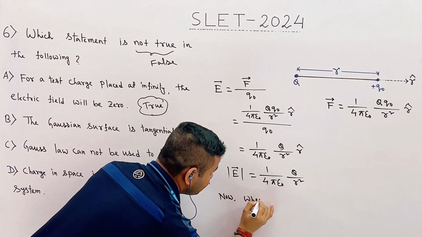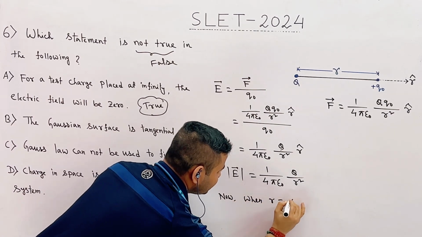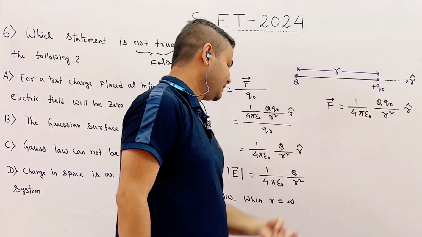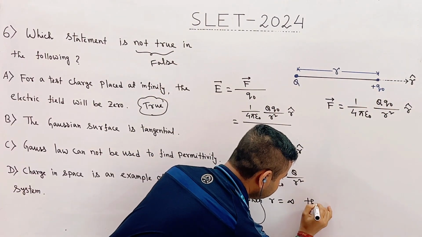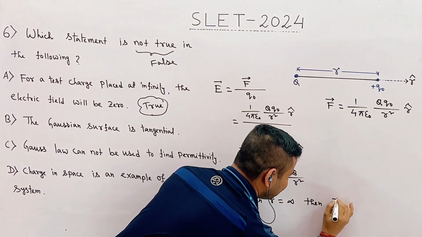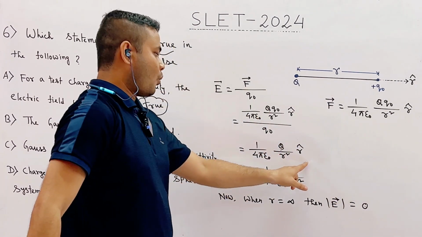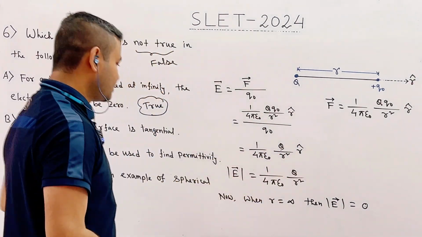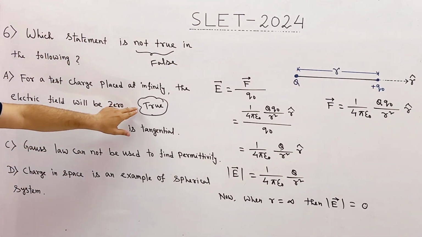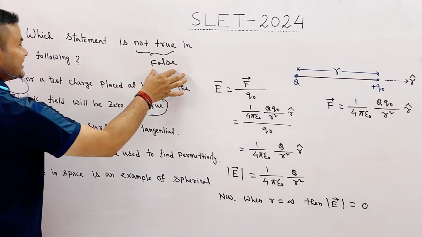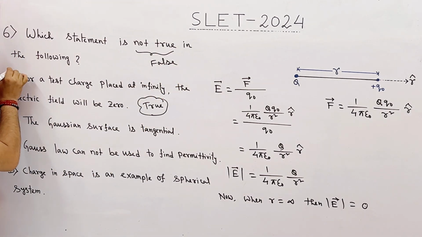Now when r equal to infinity, that means when we placed this test charge at infinity, then the magnitude of the electric field will become 0 because 1 by infinity is 0. So therefore this option A is true statement. Since we have to find out the false statement, so therefore option A is wrong answer.